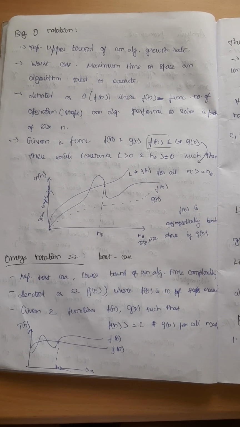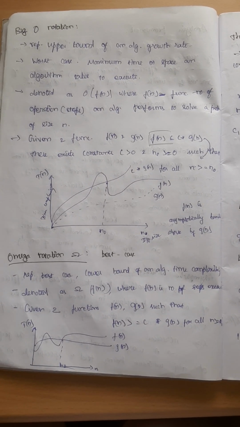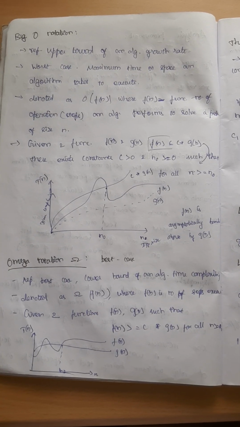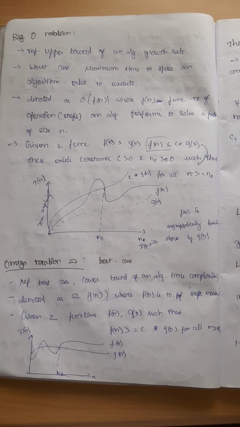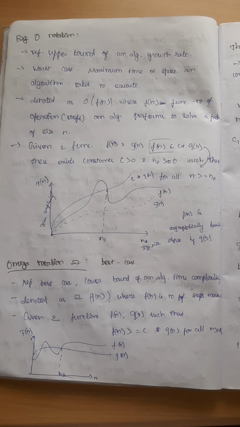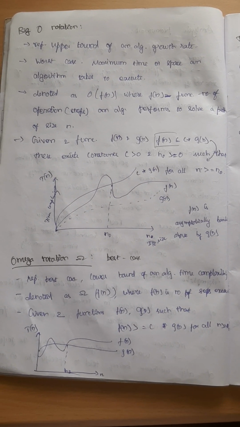This is the diagrammatic representation of the Big O notation, where the time complexity T of n is on the y-axis and the input size n is on the x-axis. So the Big O notation grows as such in the diagram.